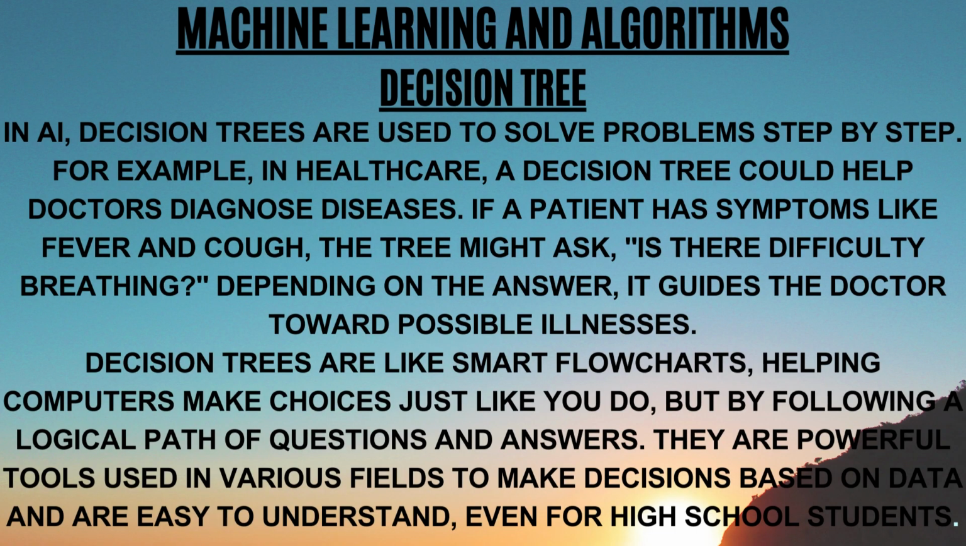In AI, decision trees are used to solve problems step by step. For example, in healthcare, a decision tree could help doctors diagnose diseases. If a patient has symptoms like fever and cough, the tree might ask, is there difficulty breathing? Depending on the answer, it guides the doctor towards possible illness.